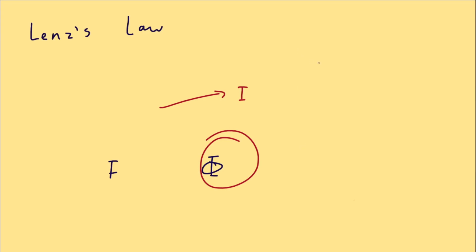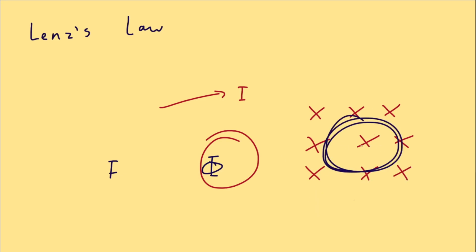Before I show you visually, let me explain two symbols. We have this and this. This means going into the page or into the screen. This means coming out of the page toward you. If the field is increasing into the page, so here's our field, it's going into the screen, and we have our loop here. This is where the field's going through. The loop creates a current that creates a field that comes out of the page, the opposite direction, to fight the increase in field going through.